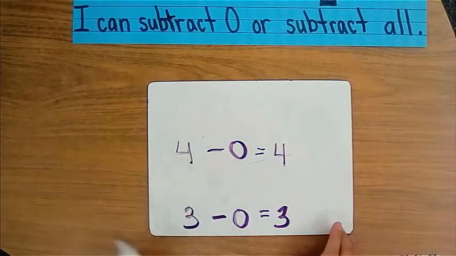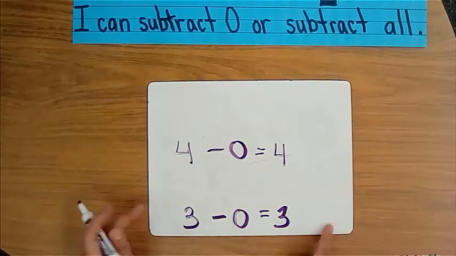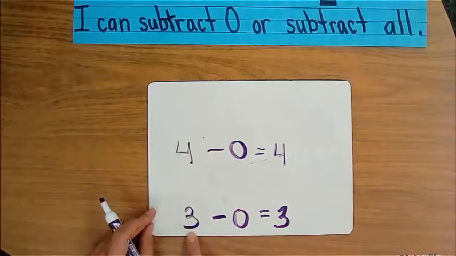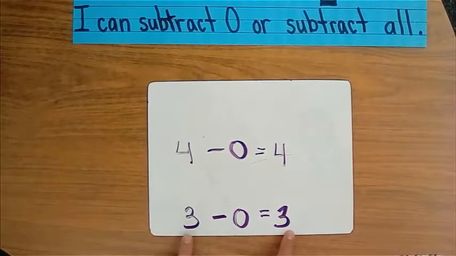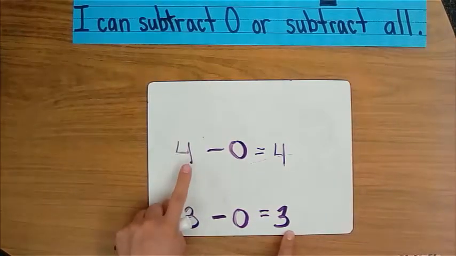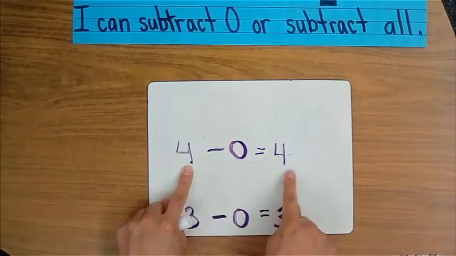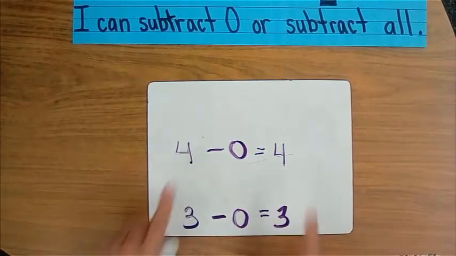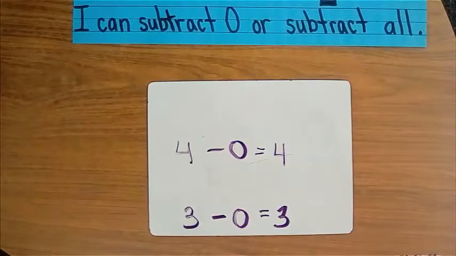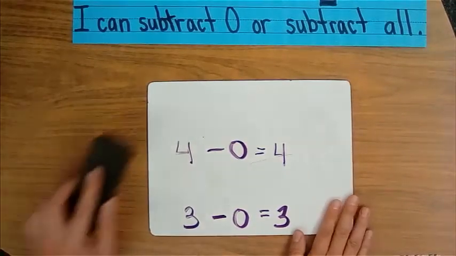I'm starting to see a pattern. I am seeing that if I have a number and I take away 0 from that number, I end up with the same number. Look. See, I had the number. I took away 0 from this number, and I ended up with the same number. Let's try one more, see if that pattern holds, okay?